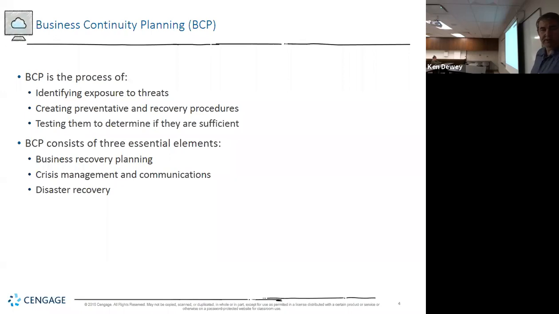Okay, so they talk about business recovery planning, crisis management, and disaster recovery. No one ever wants to talk about disaster recovery, but that is a big deal. We cover all three of these here.